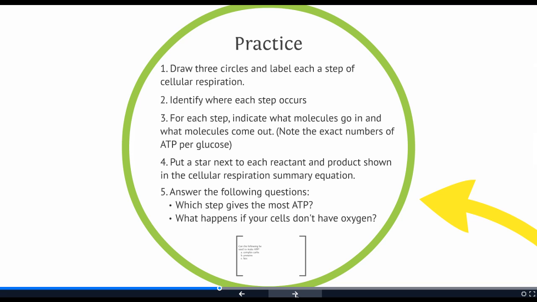Once you've completed this map of cellular respiration, hopefully you'll see how the different parts come together. And you want to try and answer the following questions. Which step gives you the most ATP? Which steps happen if your cells don't have oxygen? And what does that do to the ATP that you're producing? So please take 5 or 10 minutes to work through creating this practice sheet, and then come back to this video and follow up to see how you did.